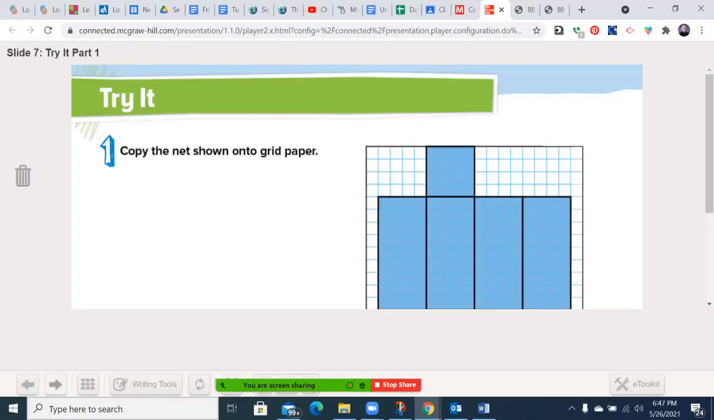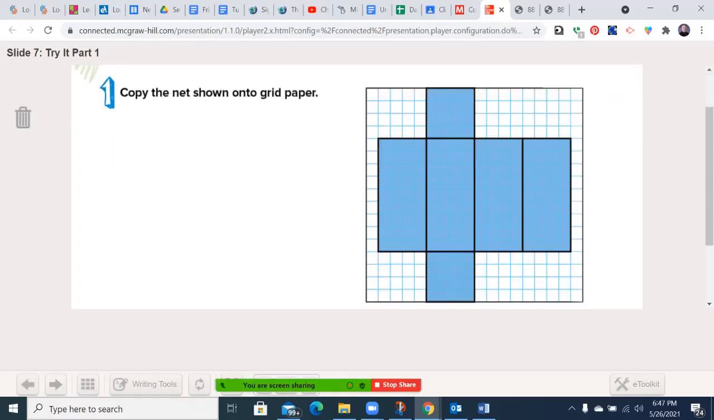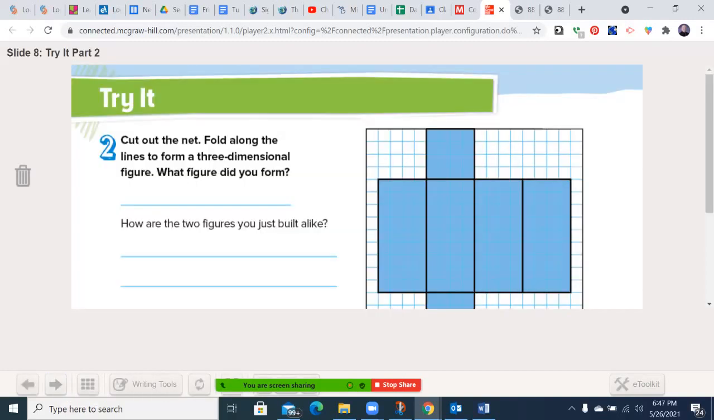There'll be some more here. Copy this net onto grid paper. You might already be able to identify this shape. And we will then go ahead and pause the video, do that, and then unpause when you're ready. You may pause now. Welcome back. Let's see how you did.